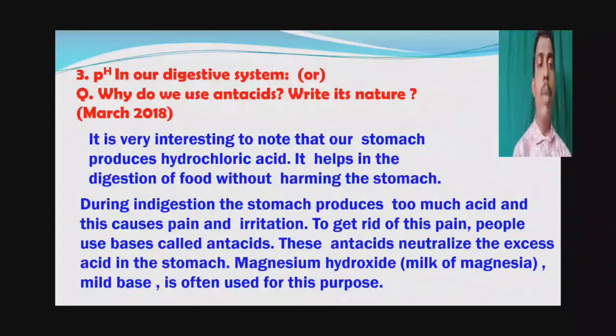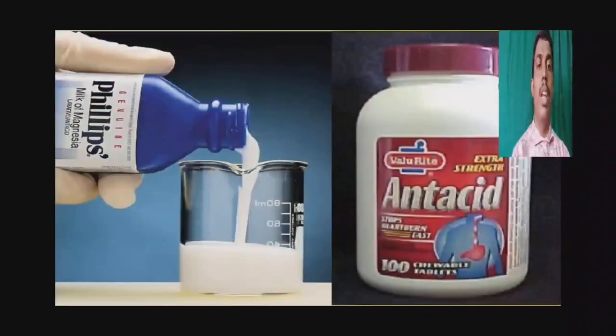Generally, magnesium hydroxide, also known as milk of magnesia, which is a mild base, is often used for this purpose. Magnesium hydroxide is used in antacid tablets. Here we can see milk of magnesia and antacid tablets.